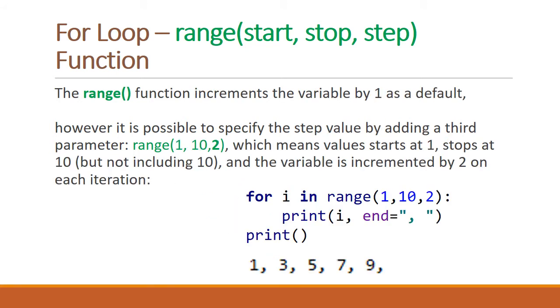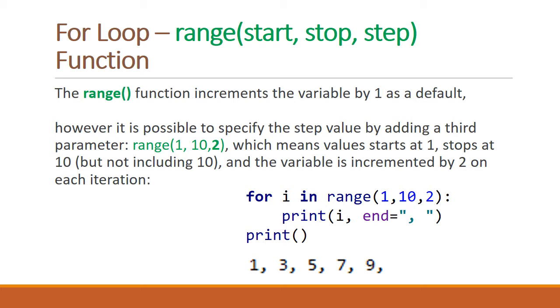The range function increments the variable by 1 as a default. However, it's possible to specify the step value by adding a third parameter. So in this example, we have the function range. The start value is 1, the stop value is 10, and the step is 2, which means the value starts at 1, stops at 10, but not including 10, and the variable is incremented by 2 on each iteration.